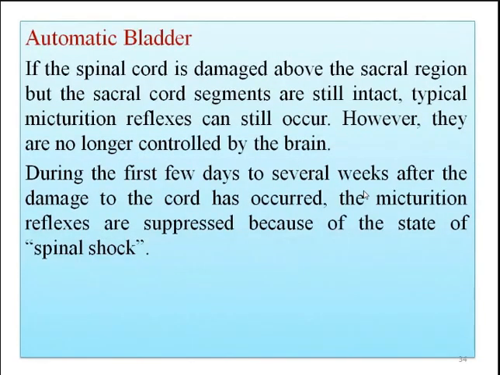Coming to the automatic bladder. If the spinal cord is damaged, automatic bladder generally occurs during spinal shock, during spinal cord injury. So if the spinal cord is damaged above the sacral region, but the sacral cord segments are still intact, typical micturition reflexes can still occur. What is happening? The damage to the spinal cord is above the sacral region, so the sacral micturition center is intact, and the typical micturition reflexes will occur. However, they are no longer controlled by the brain. So here the supraspinal control is affected.